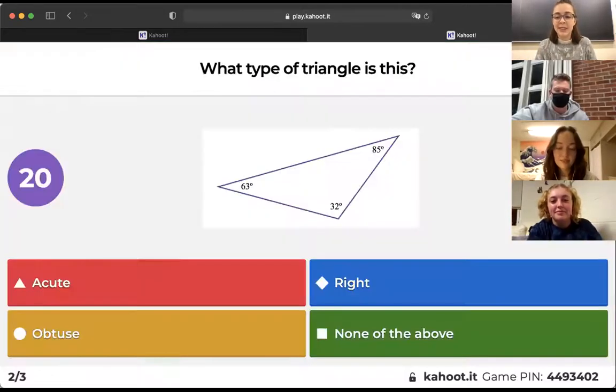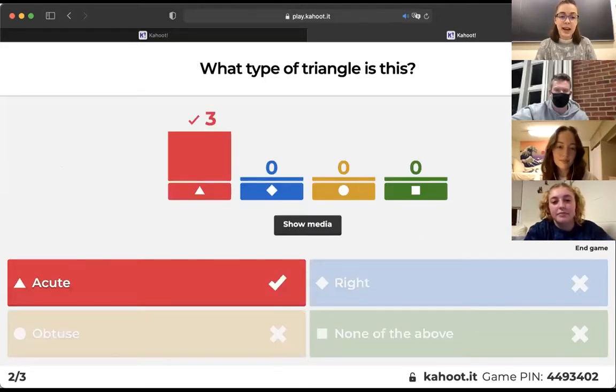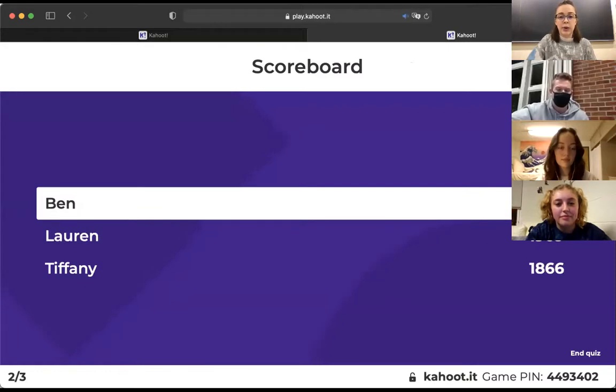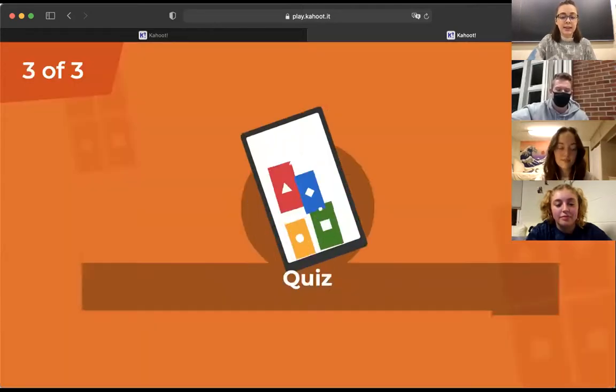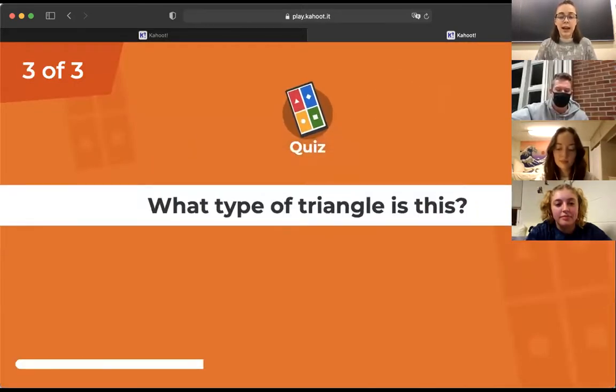What type of triangle is this? And you're right, it is an acute triangle. And who remembers our definition for acute triangle? I do. Acute triangles have three angles less than 90 degrees. Yes, and that's important to remember that there are three of them. So it looks like Ben's staying in the lead. And we'll do our last question.